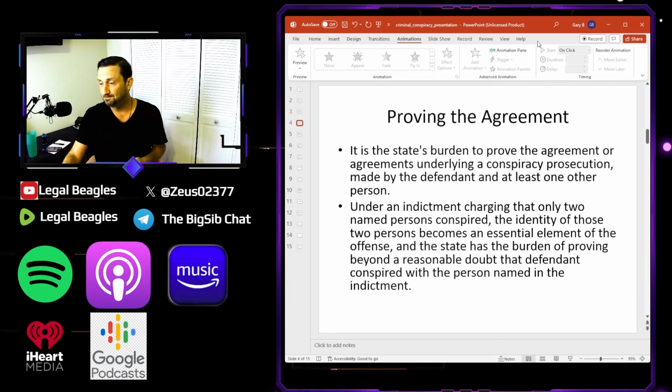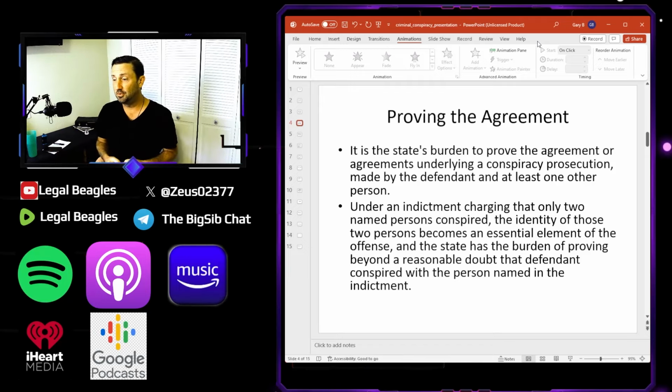But moving on, proving the agreement. It is the state's burden to prove the agreement or agreements underlying a conspiracy prosecution made by the defendant and at least one other person. Right, what we just went over.